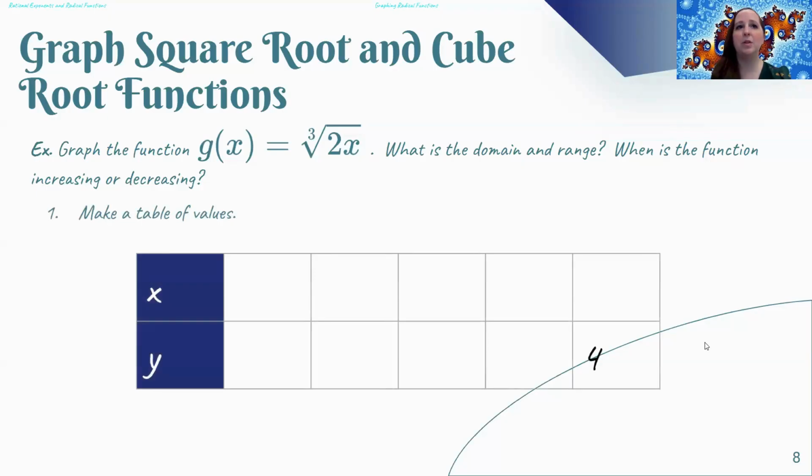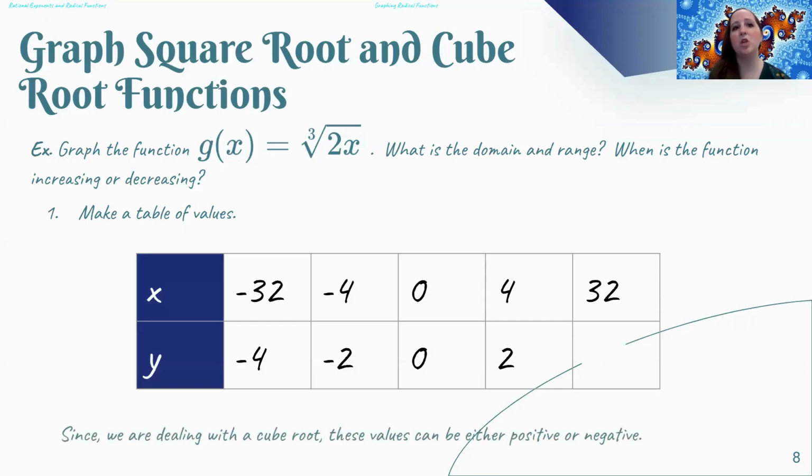So I want to, again, make a table of values. So I've got negative 32. Okay, so again, I'm looking for something that when I multiply by 2 will give me a perfect cube root to make my life easier. So negative 32, I get negative 4. Negative 4, 2 times negative 4 gives me a negative 8. Okay, that's going to give me a value of negative 2. 0 is going to be 0. 4 gives me a value of positive 2. And 32 gives me a value of positive 4. Since we are dealing with a cube root, these values can either be positive or negative.